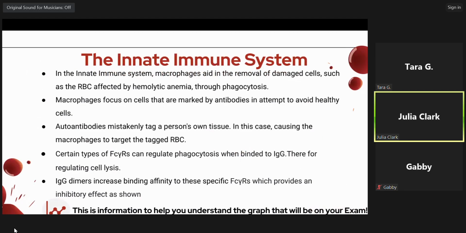cells. There are certain types of Fc gamma receptors that can regulate phagocytosis, meaning they can slow it down when they bind to IgG. And therefore, since phagocytosis is regulated, cell lysis is also regulated. IgG dimers increase binding affinity to these specific Fc gamma receptors because an IgG dimer is basically two IgGs put together, and this provides an inhibitory effect, as shown.